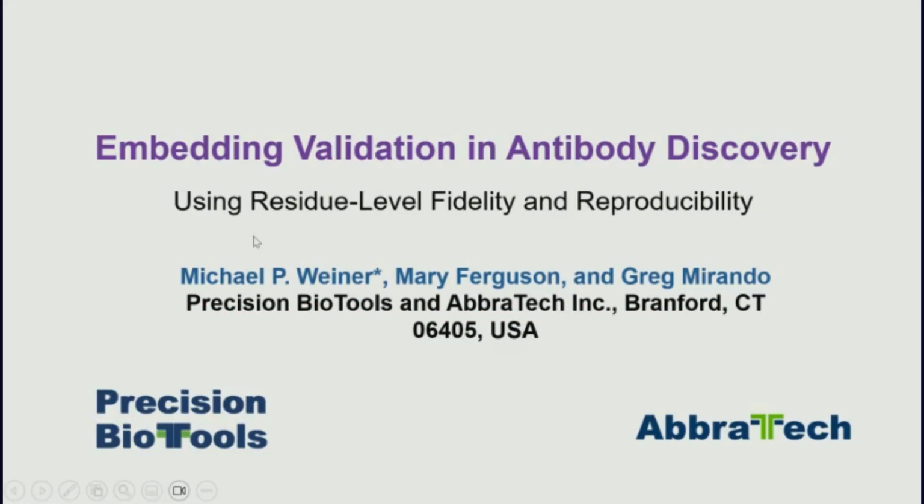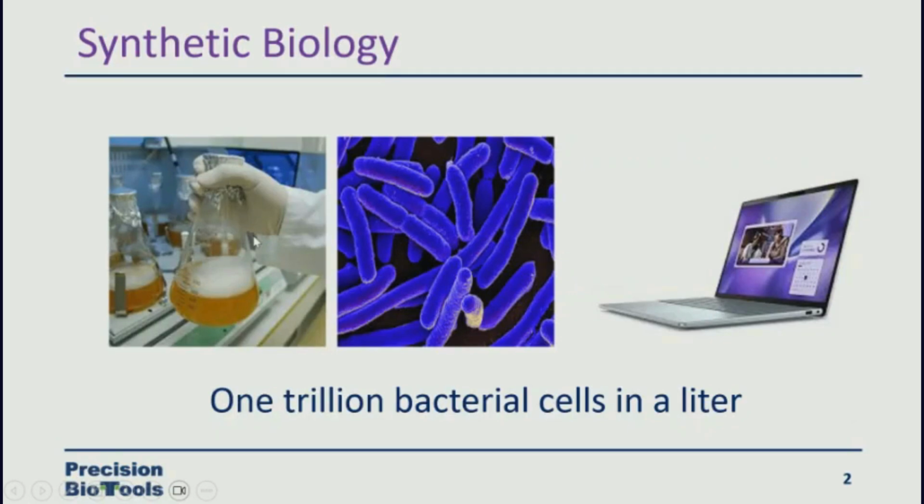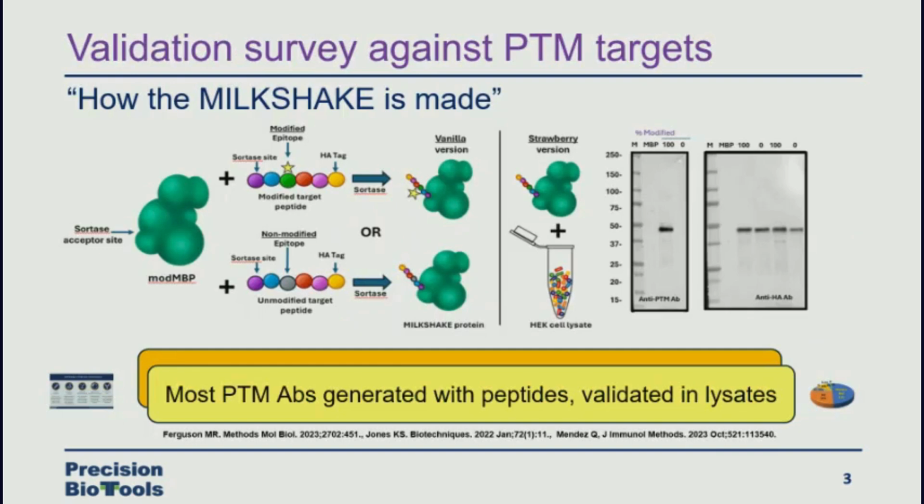The first one is called... well, this is just a filler slide that I'll get to at the end if we have time. And that's 1 trillion bacterial cells in a liter of E. coli, and has a computing power of about a laptop. So I'll talk about synthetic biology at the end.